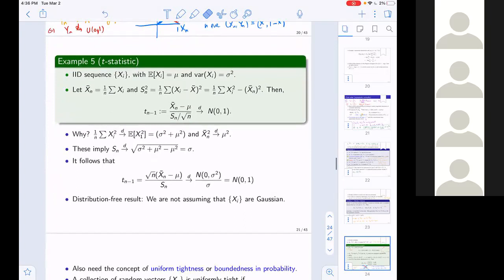So here's an example of how you can use these basic properties to drive some interesting results. Suppose I have an IID sequence, and we have the mean mu and the variance sigma squared. So I form the sample mean and the sample variance. This is the biased sample variance. Because we care about the asymptotics, it doesn't matter if you divide by 1 over n or 1 over n minus 1. For simplicity, divide by 1 over n.